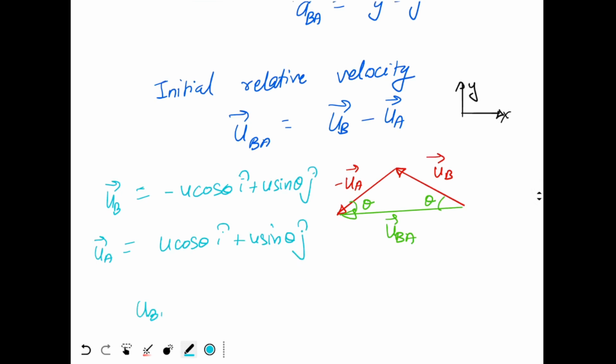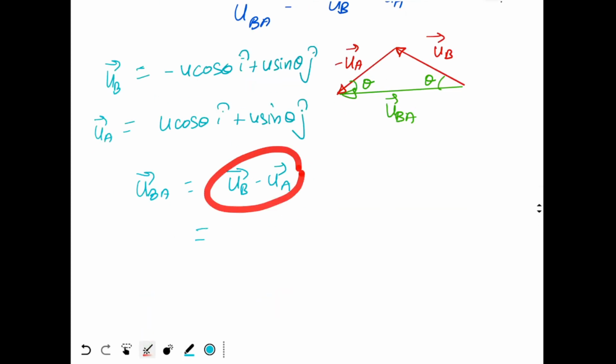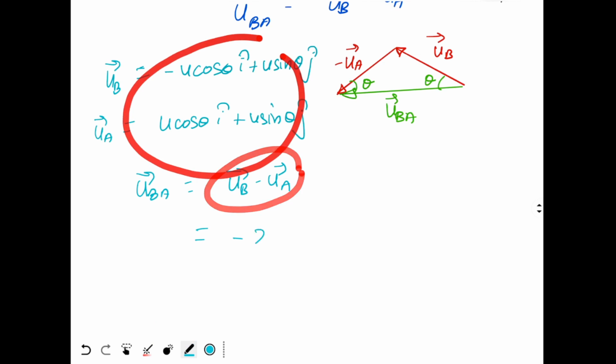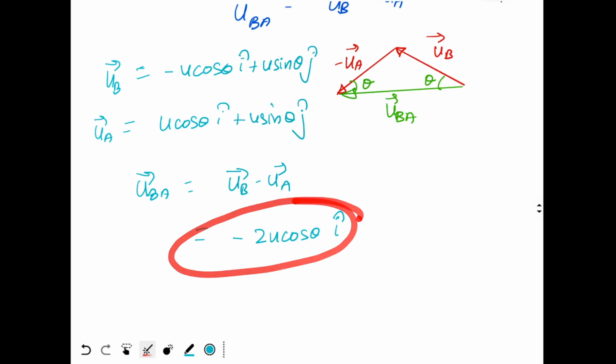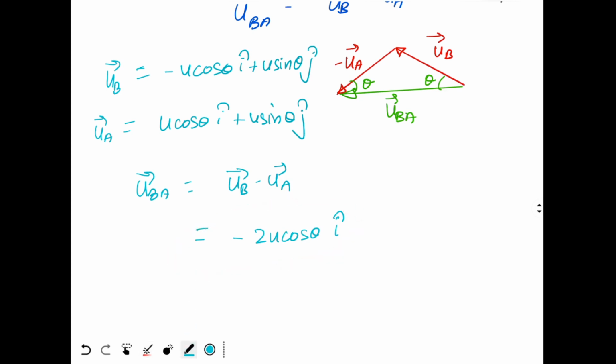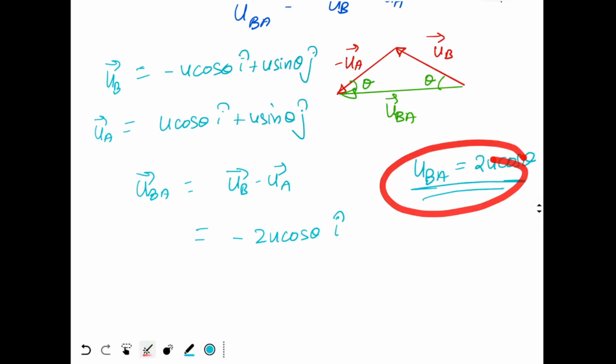So u of B with respect to A will be what? u_B minus u_A. So when you subtract them, what do you get? You get minus 2u cos theta i cap. So we have only the x component of relative velocity, there is no y component. So here we have u_BA equal to 2u cos theta in magnitude. This is the relative velocity in magnitude.